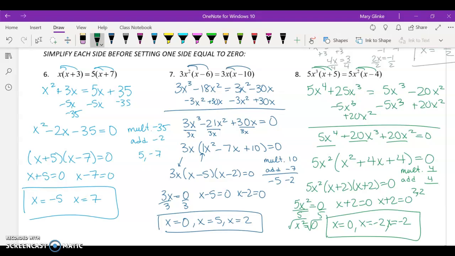So that's the gist of these. Get everything equal to 0, factor by taking out a GCF, and then continuing to factor after that. Set each factor equal to 0, and then solve your resulting equation.